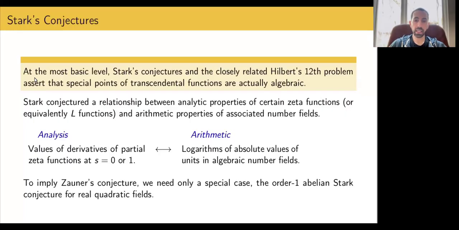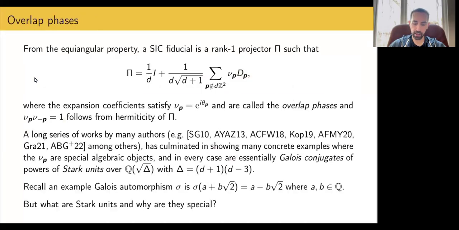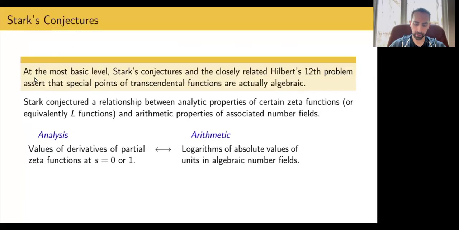So the Stark conjectures is a whole bunch of conjectures, actually, but we only need one special case for most of our results. We need the so-called order 1 abelian Stark conjecture for real quadratic fields. So this goes back to the fact that on this slide, we have this Q adjoin square root of delta. That's just a real quadratic number field because this thing is just a quadratic irrationality. Okay.